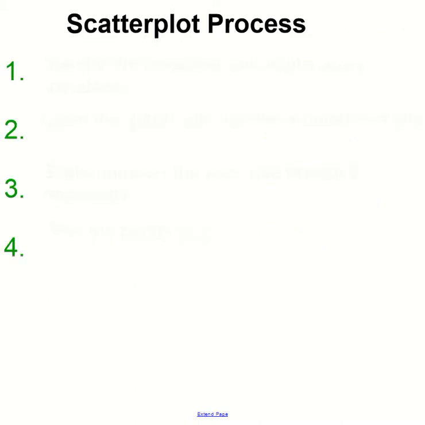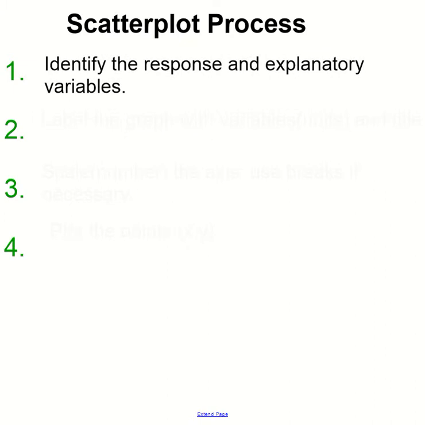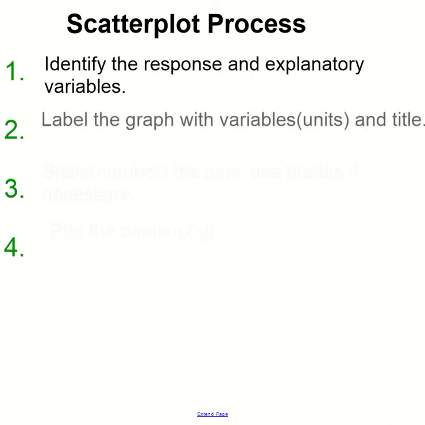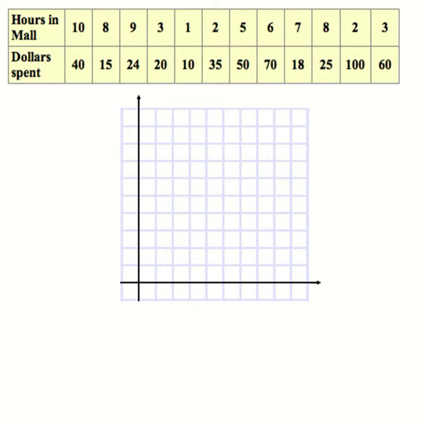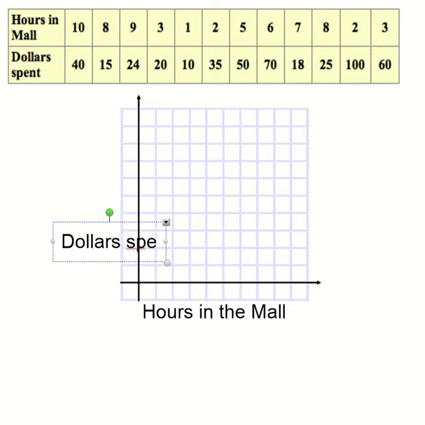So, the scatter plot process: first you identify the response and explanatory variables. Then you label the graph with variables, units, and title. You scale the axis as needed, use breaks if necessary, and then you plot the points, x, y. So, hours in mall, dollars spent. Which one's going to be our x-axis, and which our y-axis? Well, hours in the mall affects how much money you spend. So we're going to put hours in the mall down here and dollars spent up on the y-axis.